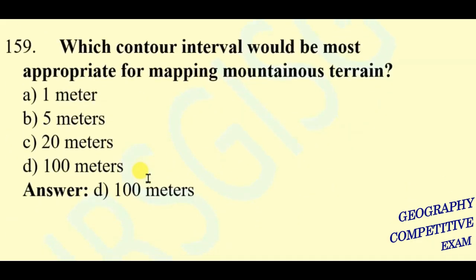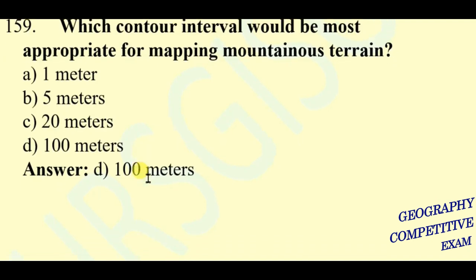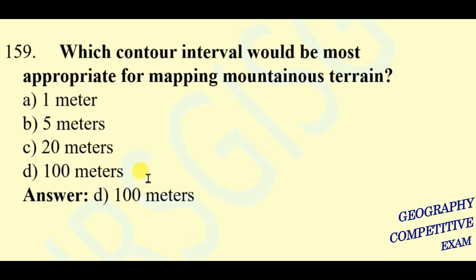Question 159. Which contour interval could be most appropriate for mapping mountainous terrain? 1 meter, 5 meter, 20 meter, 100 meter. Here the right answer will be 100 meter. Otherwise, the contour lines will be merged.